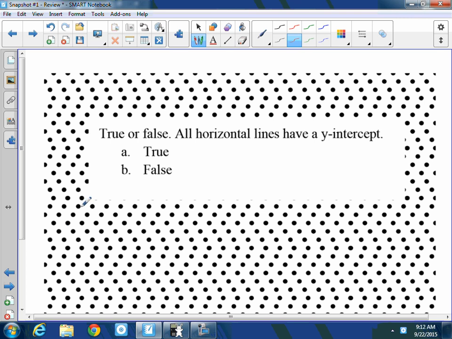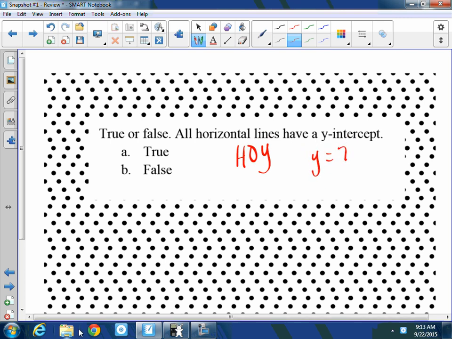Okay, so go ahead and try it. All right, do all horizontal lines have a y-intercept? When I think about horizontal lines, I think about HOY, that it tells me that a horizontal line has a slope of 0 and where y equals a number.